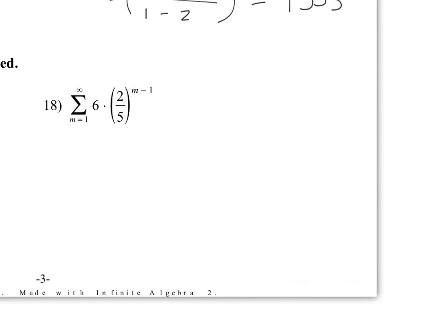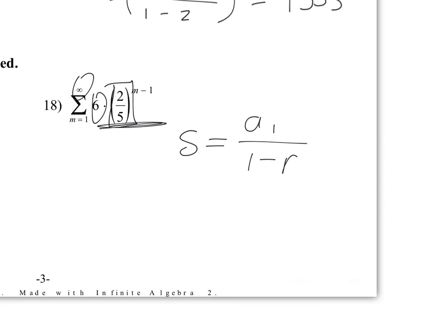Now this one's an infinite series, or an infinite sequence, because of the infinity sign up here. And it's geometric because of the exponential function indicated there. And the common ratio is 2/5, which is less than 1. So we can do the same formula. Sum equals first term over 1 minus r. First term would be the 6 right there. So this is 6 over 1 minus 2/5, which is 6 over 3/5, which is 10.